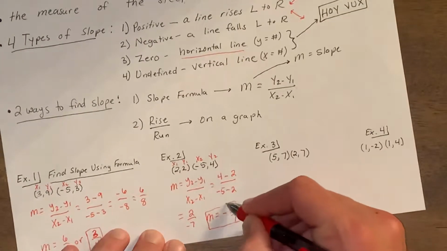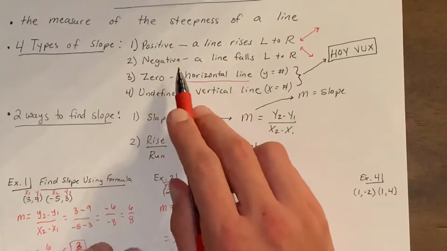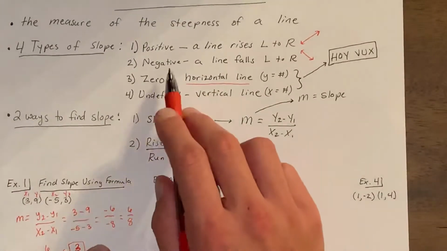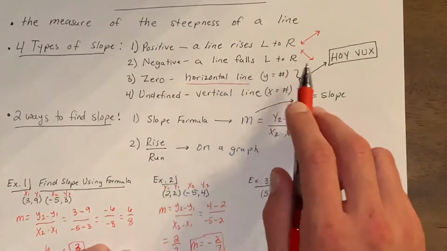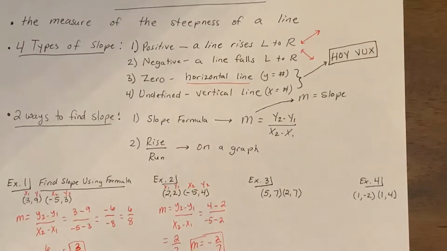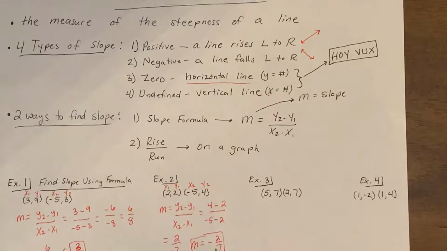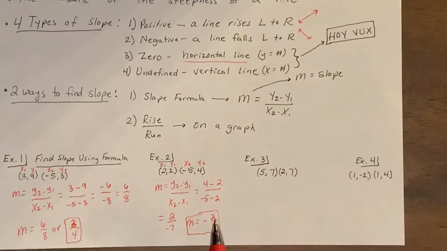So notice that my slope was negative. So when I graph that, or when I see this line, my line is going to be falling from left to right, or it's going to be downhill. So if I was to plot this, I would just give the negative to either the 2 or the 7. If I give it to the 2, I'm going to go down 2, right 7. Down 2, right 7. Or if I gave the negative to the 7, then I could go up 2, left 7. They're both going to result in a negative slope.